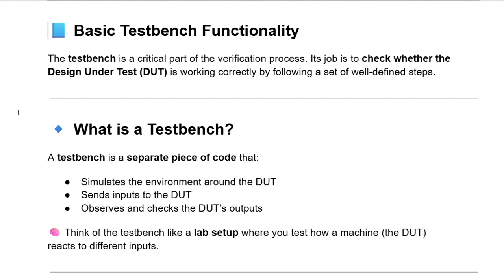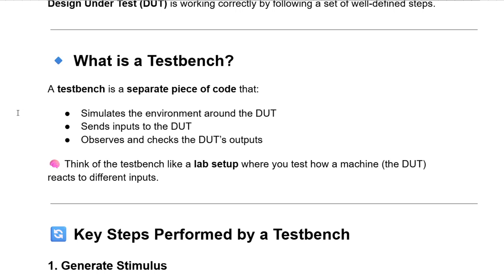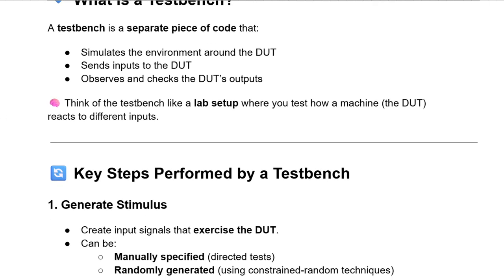What is a test bench? A test bench is a separate piece of code that simulates the environment around the DUT. It sends inputs to the DUT and observes and checks the DUT's output. Think of the test bench like a lab setup where you test how a machine, the DUT, reacts to different inputs.